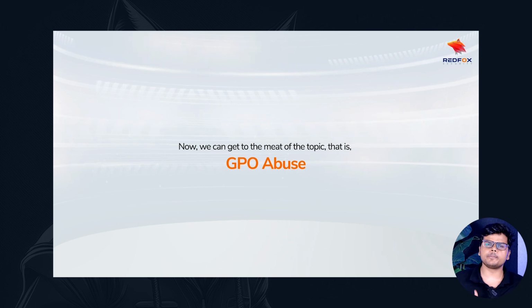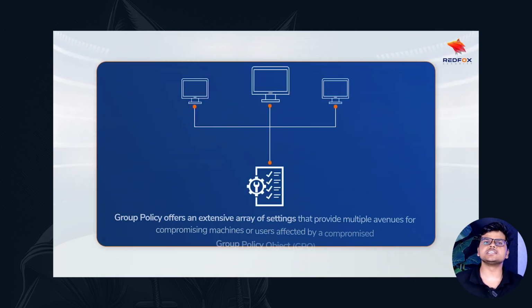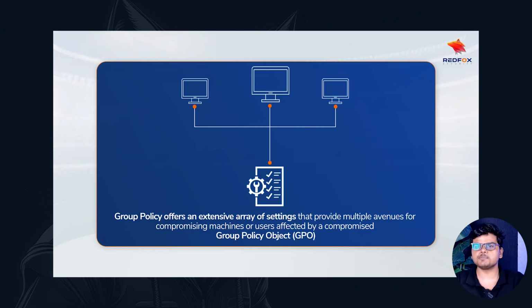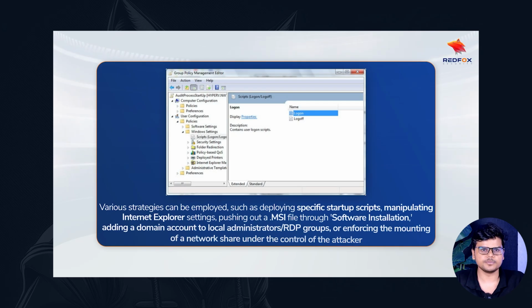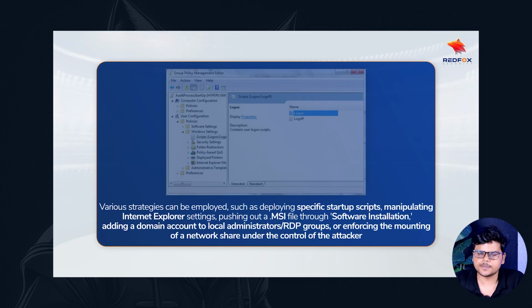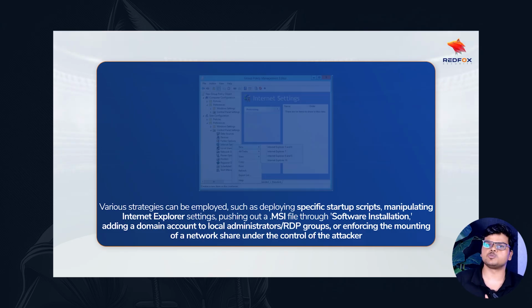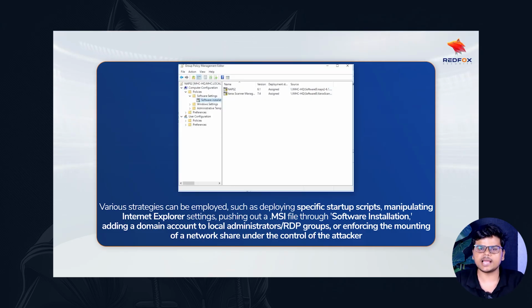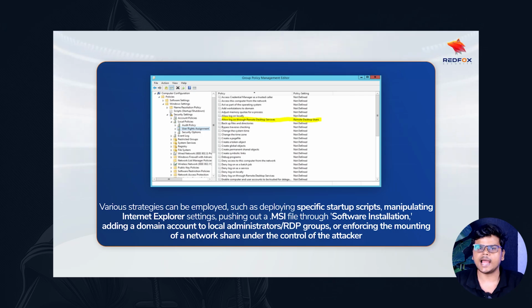Now we can get to the meat of the topic, that is GPO abuse. Group policy offers an extensive array of settings that provide multiple avenues for compromising machines or users affected by a compromised group policy object, in short GPO. Various strategies can be employed, such as deploying specific startup scripts, manipulating Internet Explorer settings, publishing a .msi file through software installation, adding a domain account to local administrators or RDP groups, or enforcing the mounting of a network share under the control of the attacker.